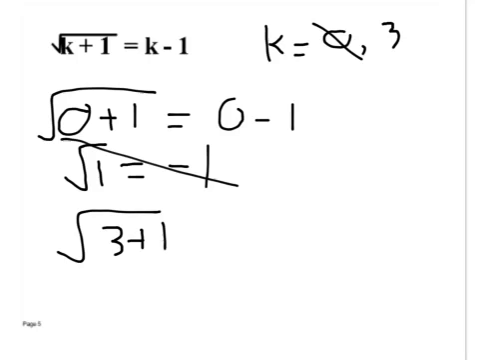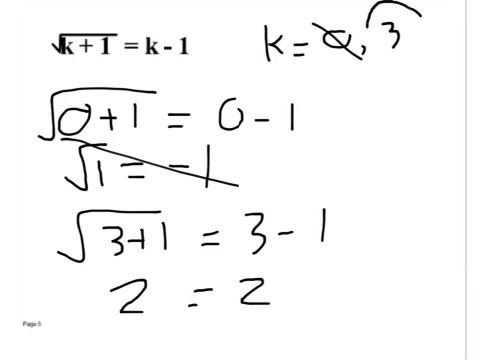3 plus 1, 4. 3 minus 1. What is 3 plus 1? It's 4. What's the square root of 4? 2. What is 3 minus 1? So which is the only answer that works? 2. Yeah. 3. Right?